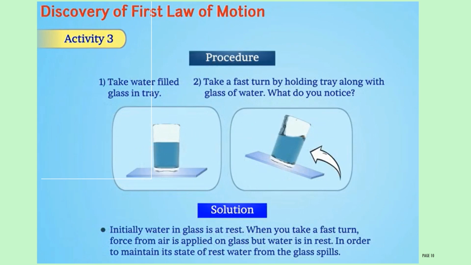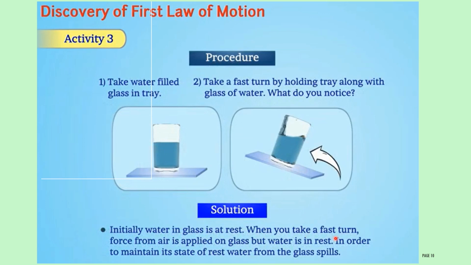Let us consider the next activity, activity 3, to discover the first law of motion. Procedure: take a water-filled glass in a tray, hold the tray, and then take a fast turn while holding the tray along with the glass of water. What will you notice? What will you observe? Let us discuss here. Initially, the water in the glass is at rest.